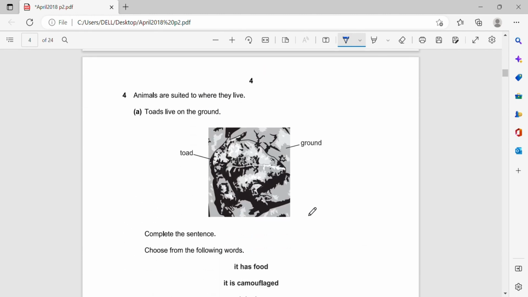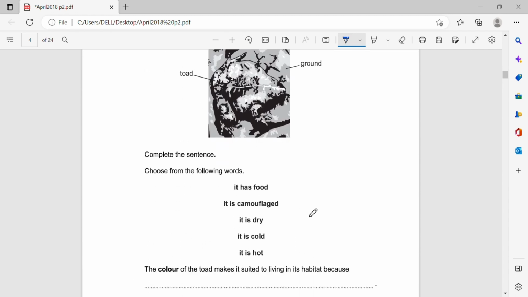Question 4. Animals are suited to where they live. Okay, every animal has to adapt to the environment. Toads live on the ground. We have a toad and we have the ground. Complete the sentence. Choose from the following words. It has food, it's camouflaged, it's dry, it's cold, it's hot.